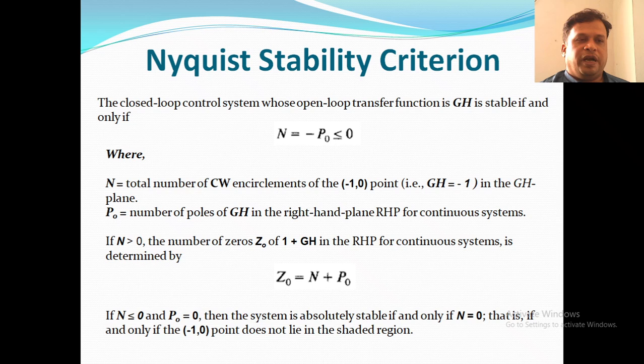So the Nyquist stability criteria: the closed loop control system whose open loop transfer function is GH is stable if and only if N is equal to minus P0, which is less than or equal to 0. So N is equal to the total number of encirclements of minus 1 comma 0, and if N is greater than 0, the number of zeros Z0 of 1 plus GH in the continuous system is Z0 is equal to N plus P0.